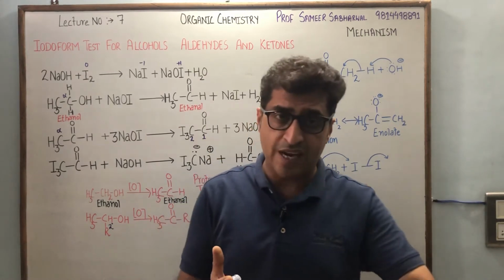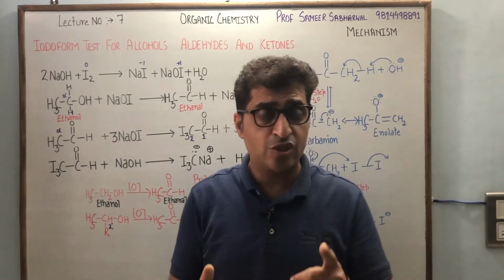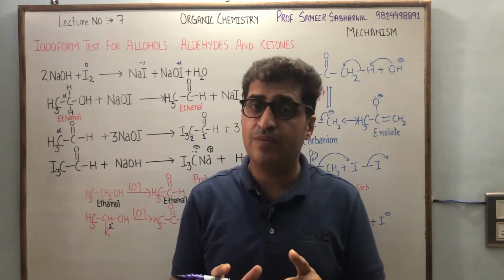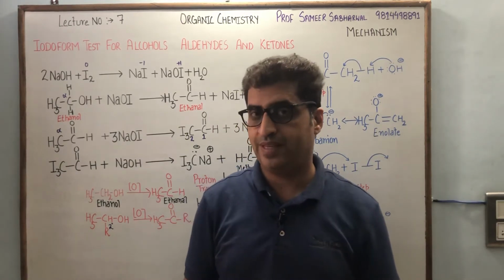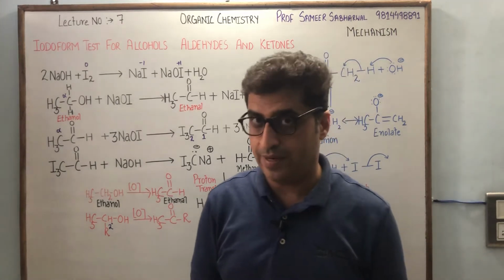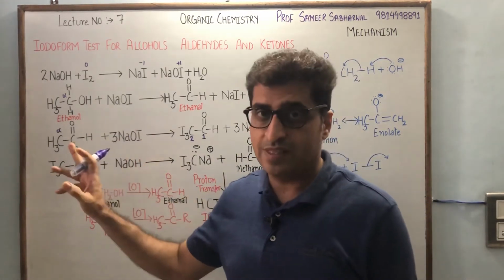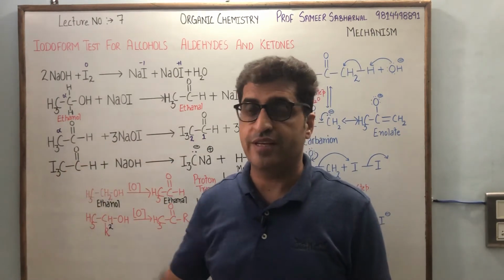So there are differences. Halogenation is shown in acidic medium as well as in basic medium, but iodoform is shown only in basic medium, not in acidic medium. In acidic medium, the reaction occurs only up to one stage, the monohalogenation stage.